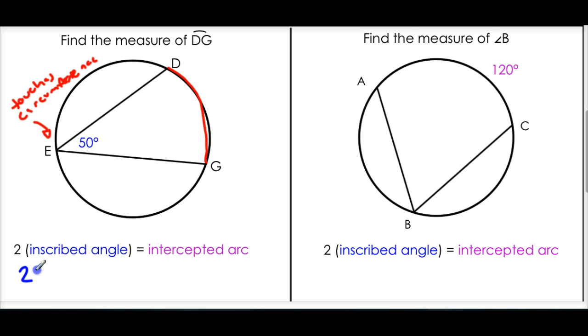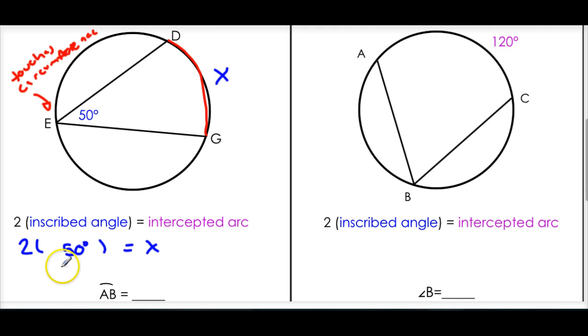So 2 times 50 is going to be equal to, well, I don't know this, so let's put x there, is equal to x. So 2 times 50 is 100, which equals my x. So this outside angle is equal to 100 degrees. This equals 100 degrees, okay? It's just double, the arc is just double the inscribed angle.